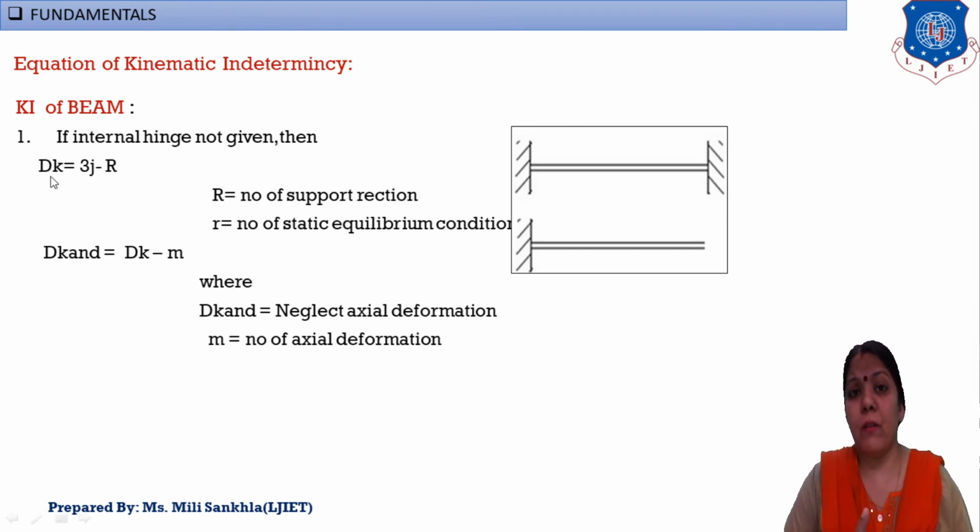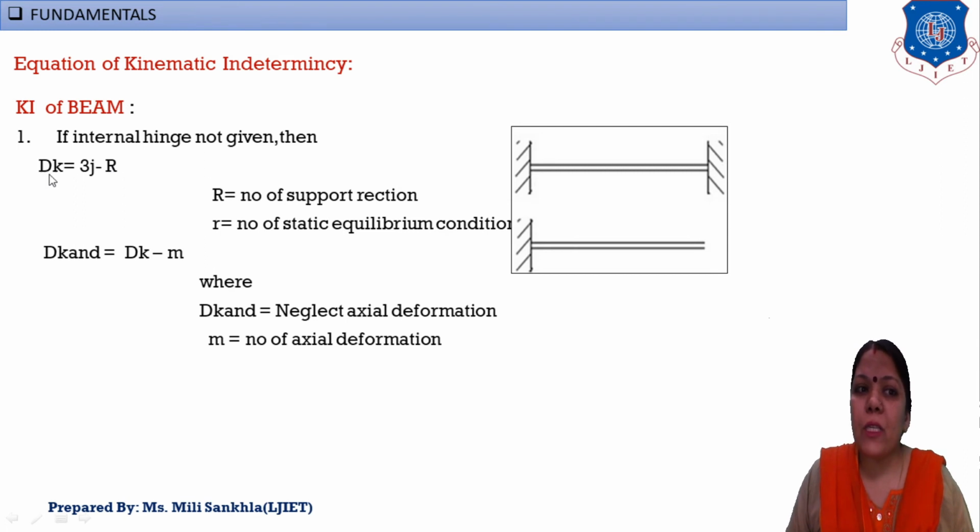First is for internal hinge not given, and second is for internal hinge given. Now dk is equal to 3j minus r, j for joint. Again here I take two figures: first is a fixed beam and second is a cantilever beam. J for joint and r for number of support reactions, dk.